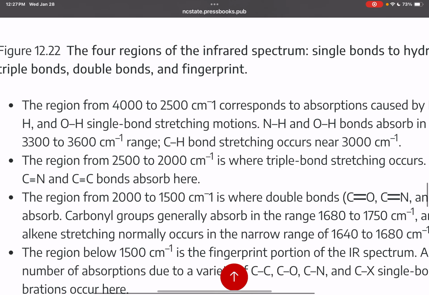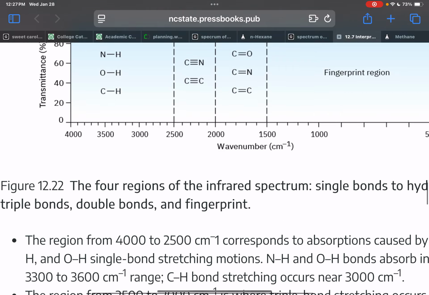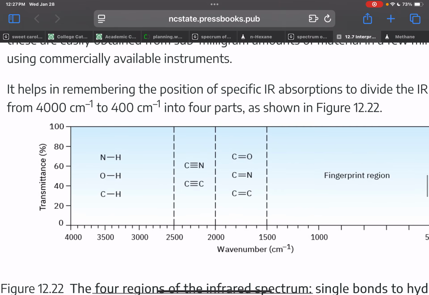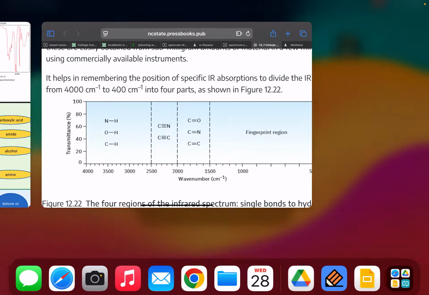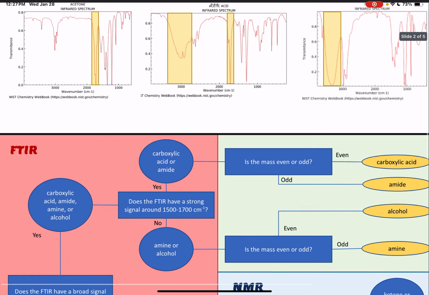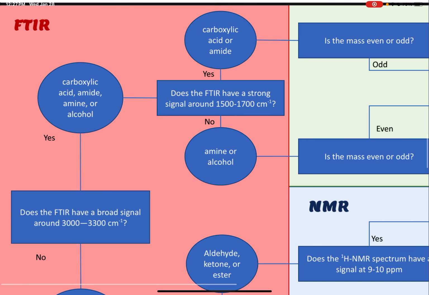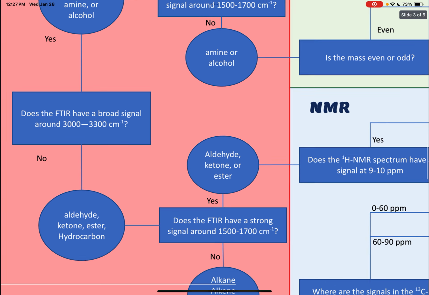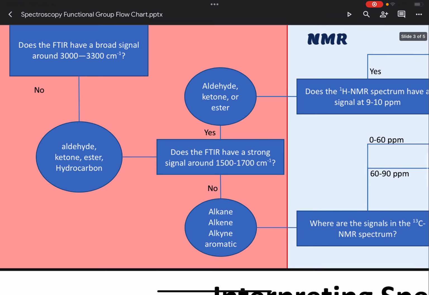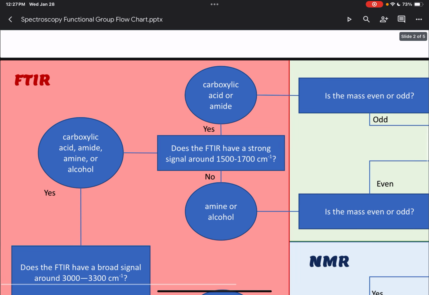So what you need to be able to do is to look at a spectrum and identify what types of bonds are present, and then use that to find the functional group that it corresponds to. So I've created a flow chart here for you to follow. Okay, so you're going to start off with your, let's see here.